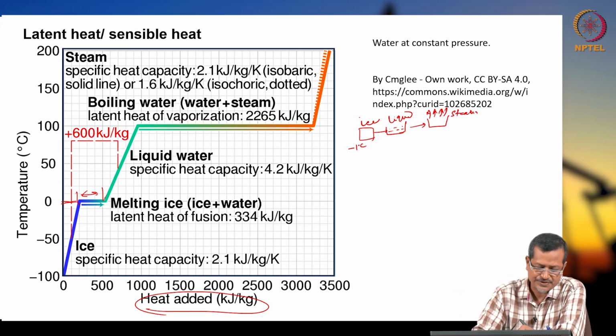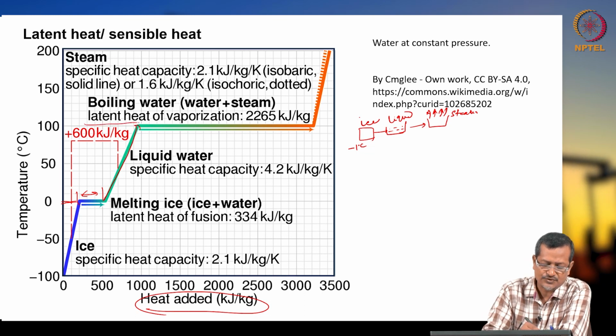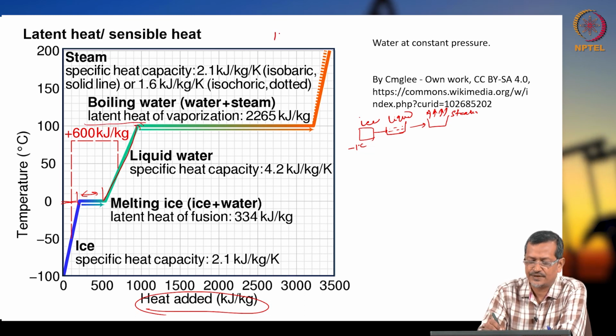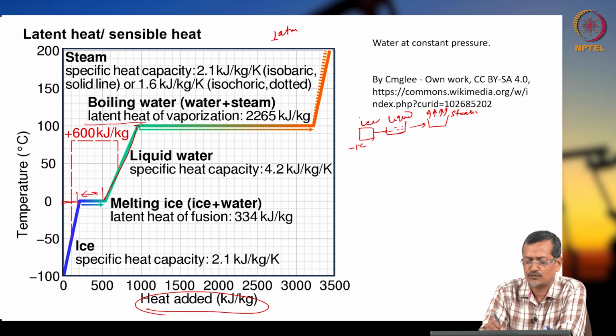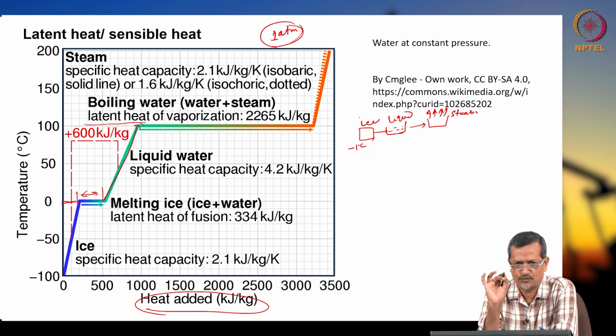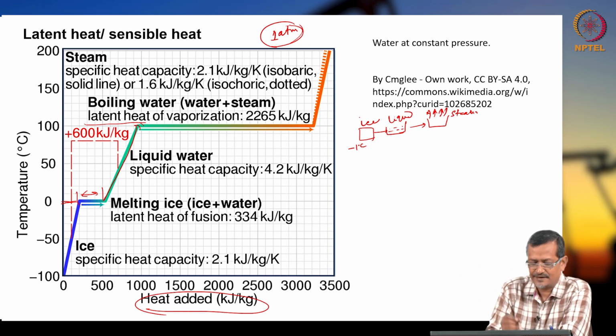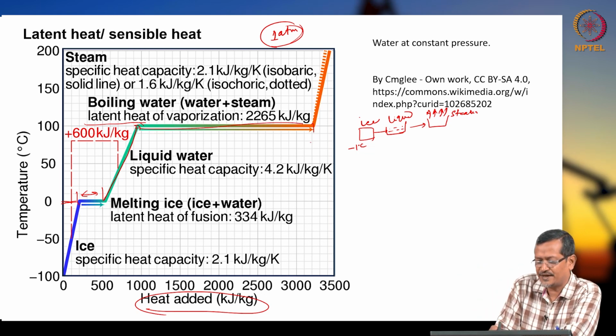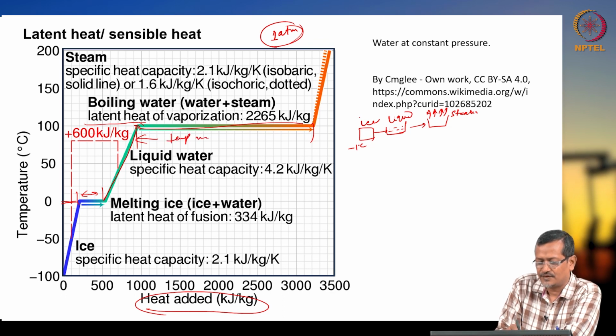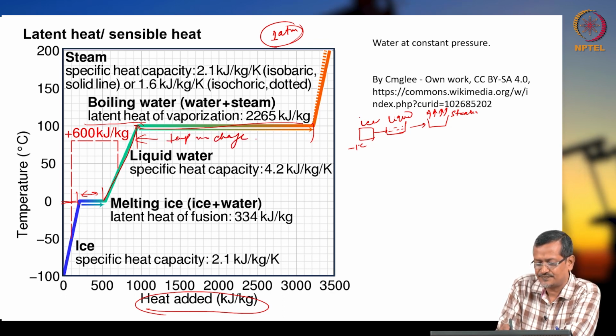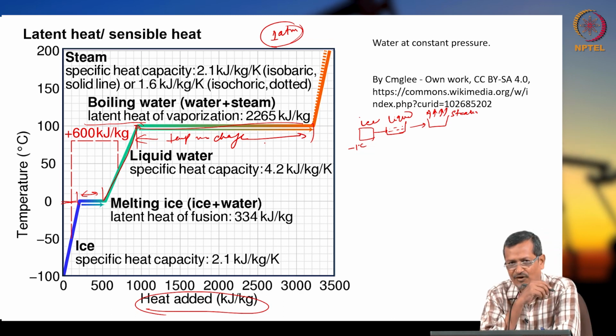The thermometer will show increasing temperature until it reaches 100 degree centigrade. Again, everything is happening at 1 atmospheric pressure. If you change the pressure, then the story will be different. So assume initially 1 atmospheric pressure. At 100 degree centigrade it will start boiling, and again the temperature will be fixed although you are adding heat. No change in temperature although you are adding heat.